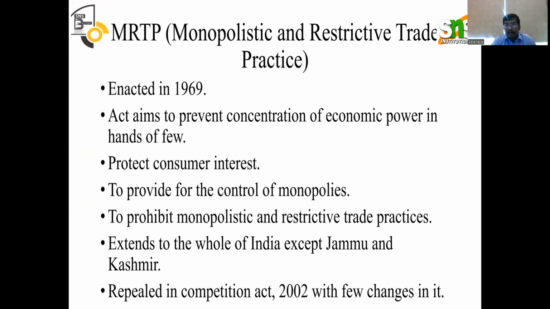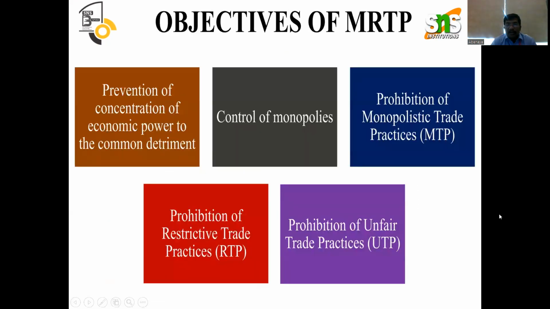For example, if there is a cable network in an area, that one person only will give the cable network to every house. The Act prohibits monopolistic and restrictive trade practices, extends to the whole of India except Jammu and Kashmir, and was repealed by the Competition Act 2002 with a few changes. So what are the objectives of MRTP? Prevention of concentration of economic power to the common detriment, control of monopolies, prohibition of monopolistic trade practices, prohibition of restrictive trade practices, prohibition of unfair trade practices.